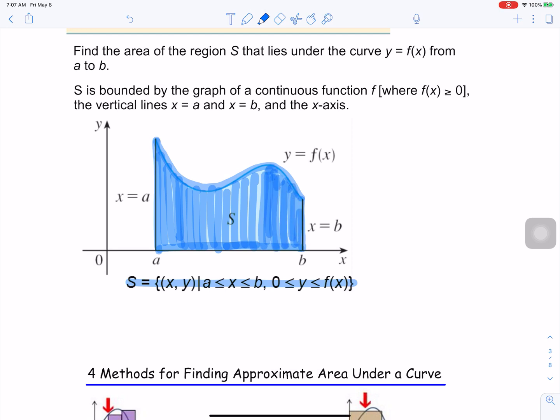Now in statistics, there are reasons why you would want to find that area under the curve, because that would actually represent probabilities.